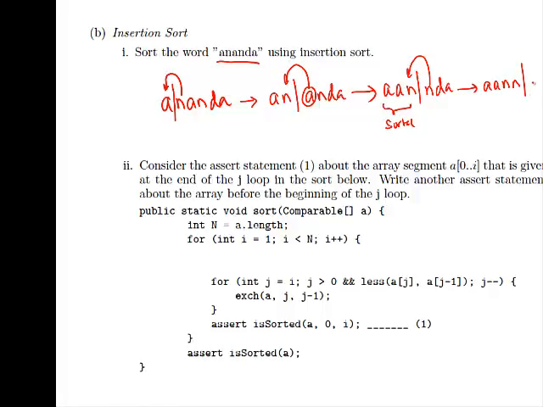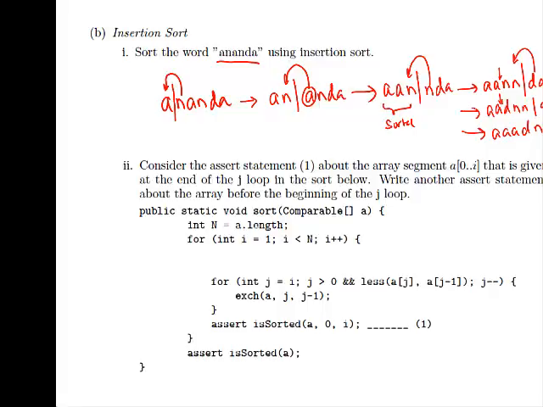Now let's do the next one. So we have D, A here. The next time you insert D, obviously D is going to come here. So you're going to have A A D N N and then A here. So the final thing is that A is going to come here. So you're going to get A A A D N N. So that's the word sorted into its characters.